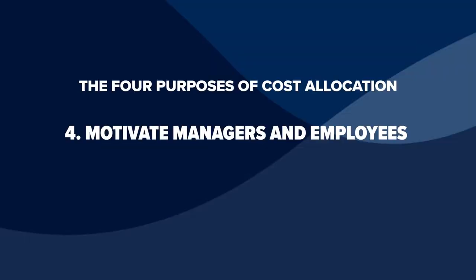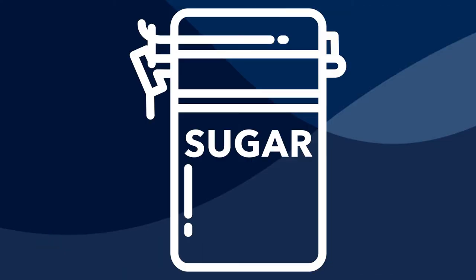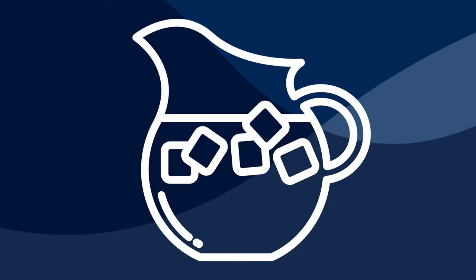Number four. To motivate managers and employees. Cost allocation can also help motivate managers and employees. For example, say Lisa has two shifts of employees making the lemonade. One shift uses more lemons and sugar, but makes fewer jugs of lemonade per shift. Maybe untrained employees are making mistakes. Maybe someone is stealing products. Either way, allocating costs to the different shifts has uncovered a problem Lisa needs to look into.